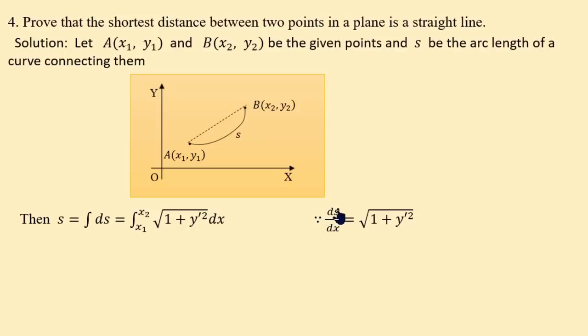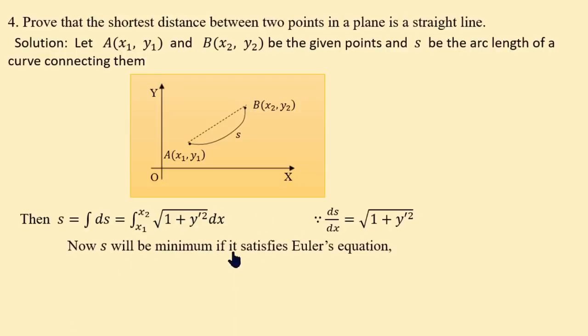So, this is the same first formula. Derivative of arc with respect to x is square root of 1 plus y dash square, or dy by dx whole square. Now, ds is nothing but root 1 plus y dash square into dx. Replace ds by root 1 plus y dash square into dx. Now, the question is shortest distance between 2 points. This arc length must be least. So, extremize means minimum of s. To find the minimum of s, apply Euler's equation for this f. Here f is nothing but square root of 1 plus y dash square.